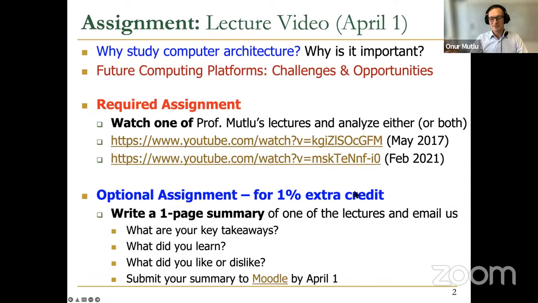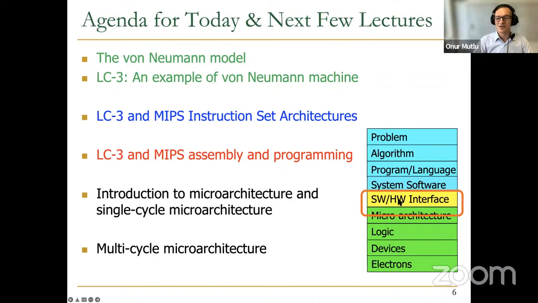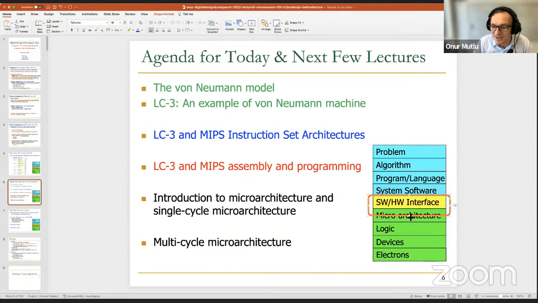These are just reminders that you know of. So hopefully you're doing the additional assignments. So this is what we have learned so far. Basically, we have covered a lot of basics, digital design, and we're mostly done with the digital design part of this course, which is this area over here. And today we're going to move to the higher level area over here, which essentially covers the software hardware interface and the microarchitecture. Both lectures will cover most of microarchitecture, so I'll fix that also.